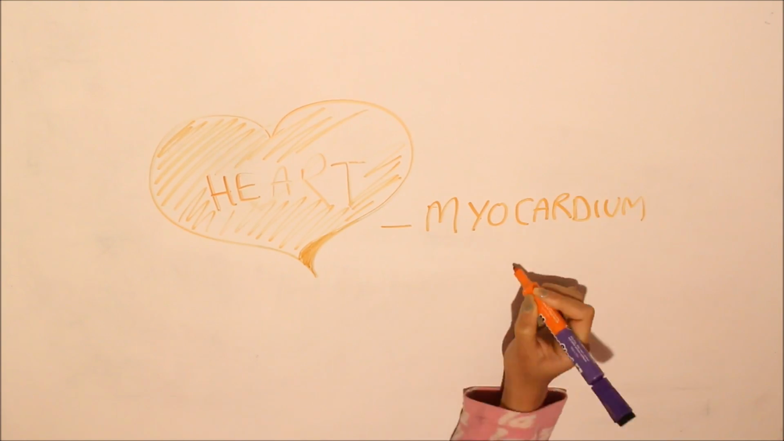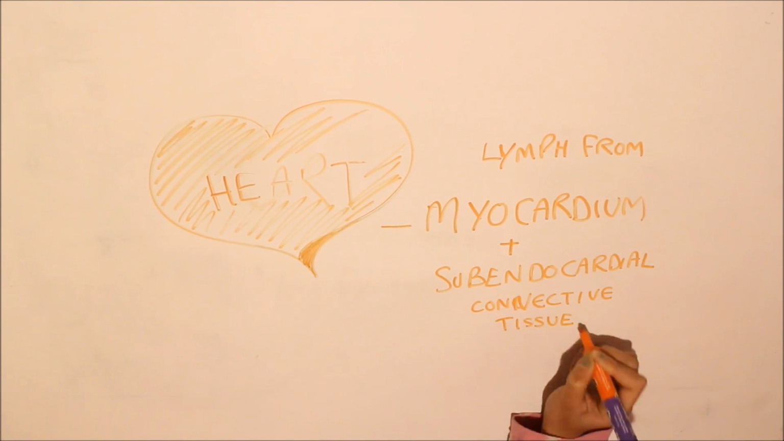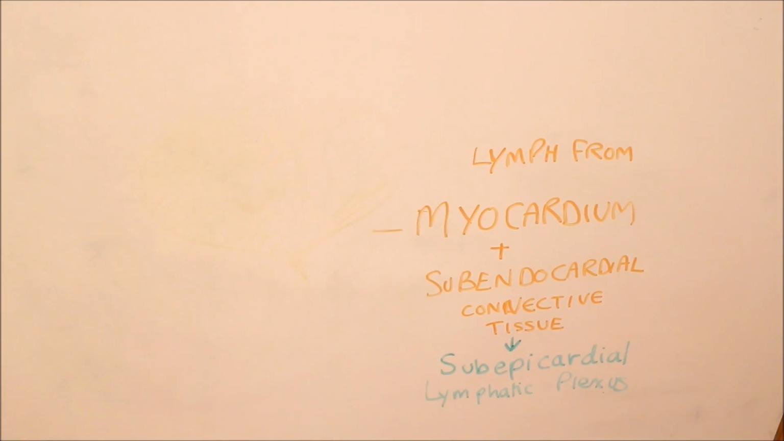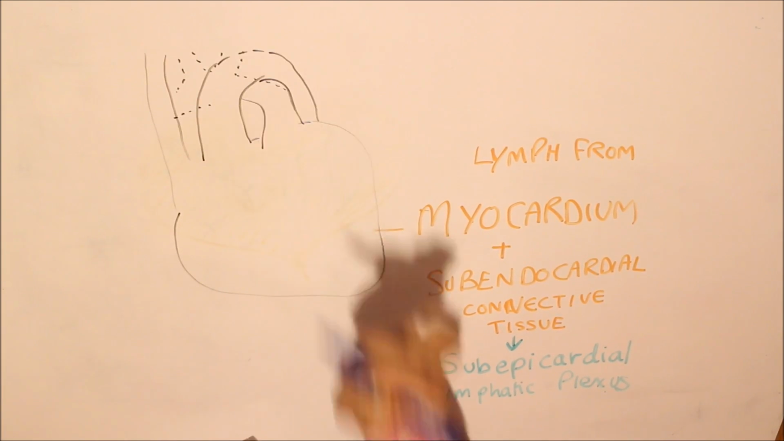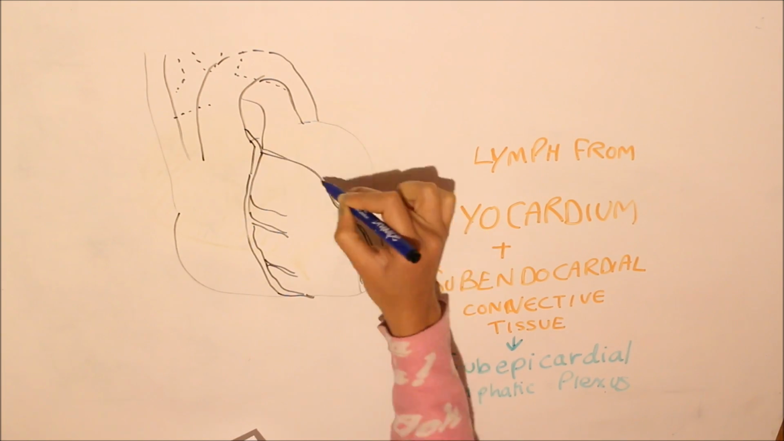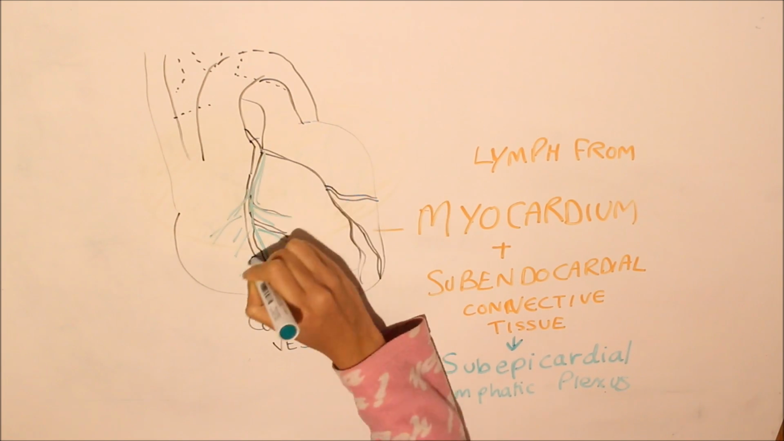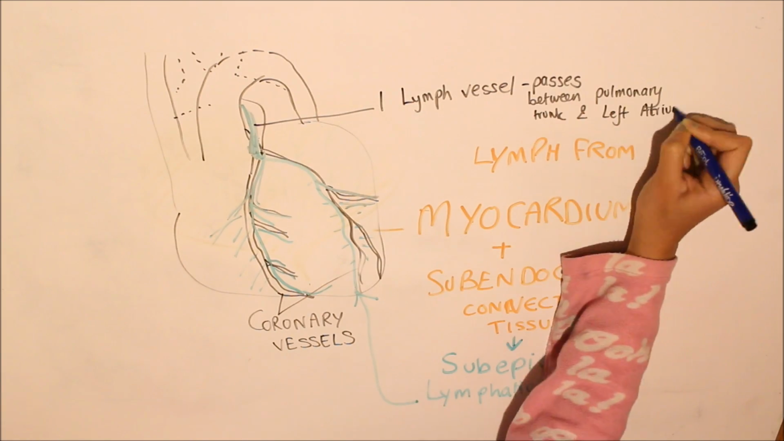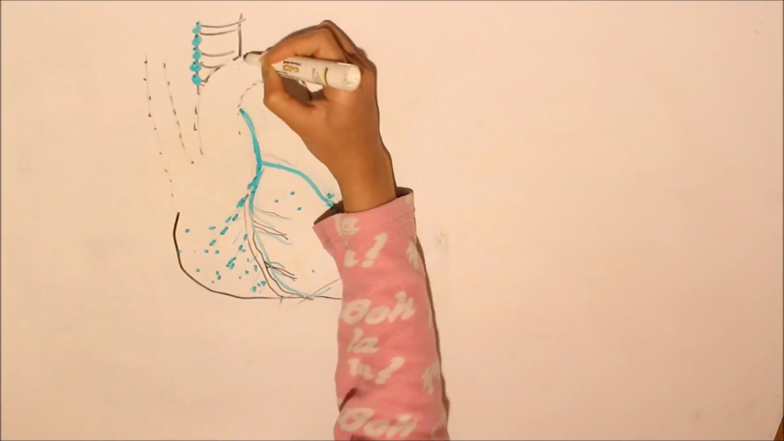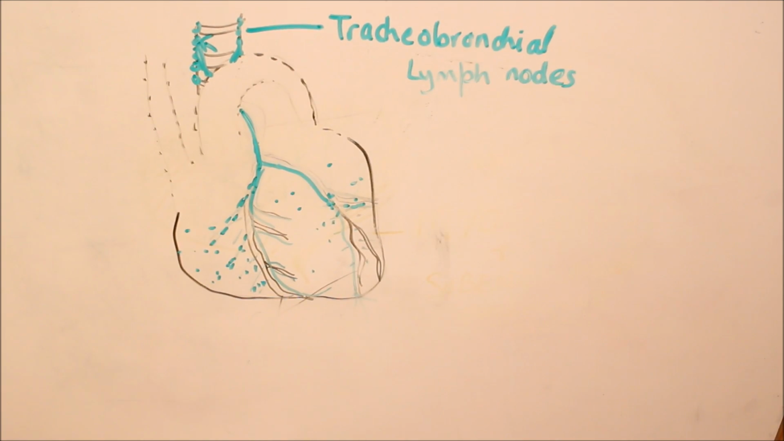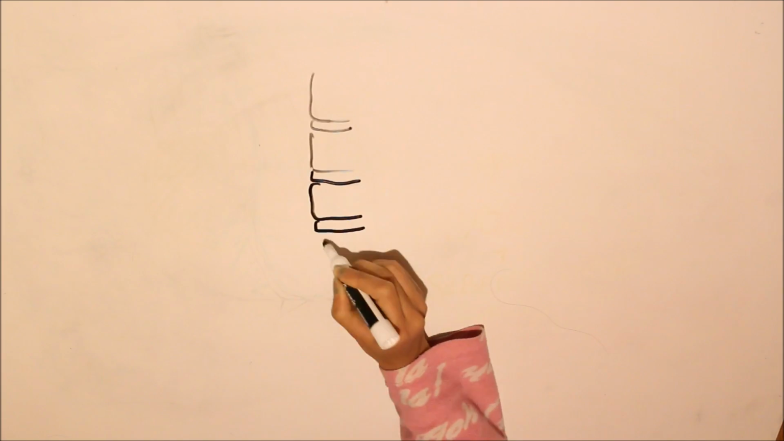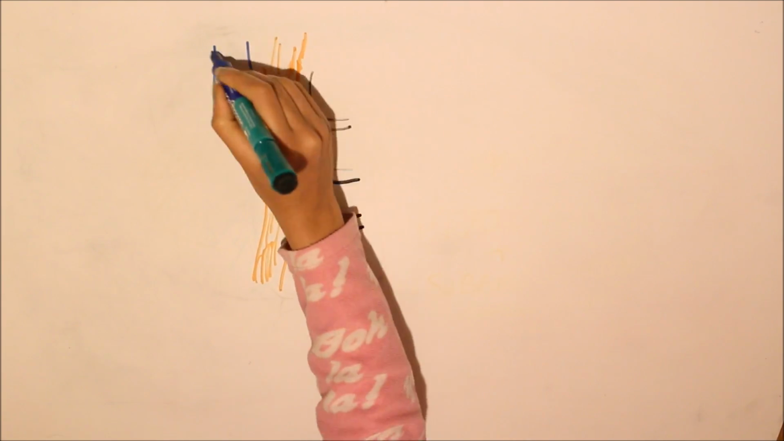The heart. Lymph from the myocardium and the subendocardial connective tissue drains to the subepicardial lymphatic plexus. The lymphatic vessels follow the course of the coronary vessels, connecting to form one lymphatic vessel which passes between the pulmonary trunk and the left atrium, going to join with the tracheobronchial lymph nodes to drain to the bronchomediastinal lymph nodes, and so on and so forth to the venous angles.